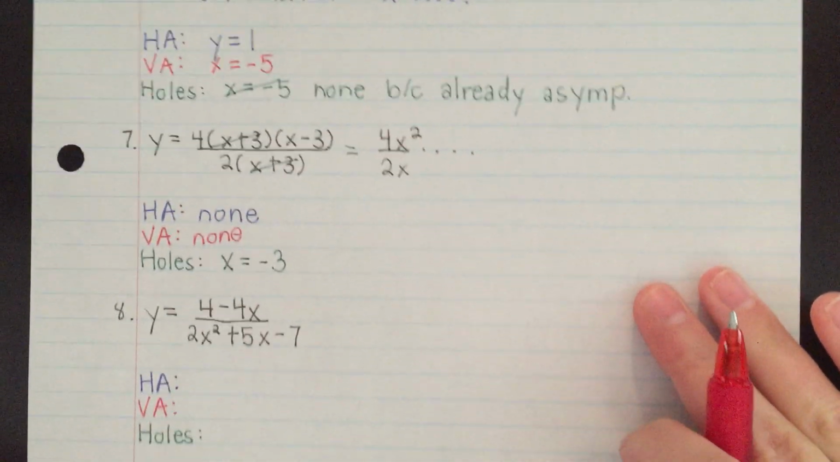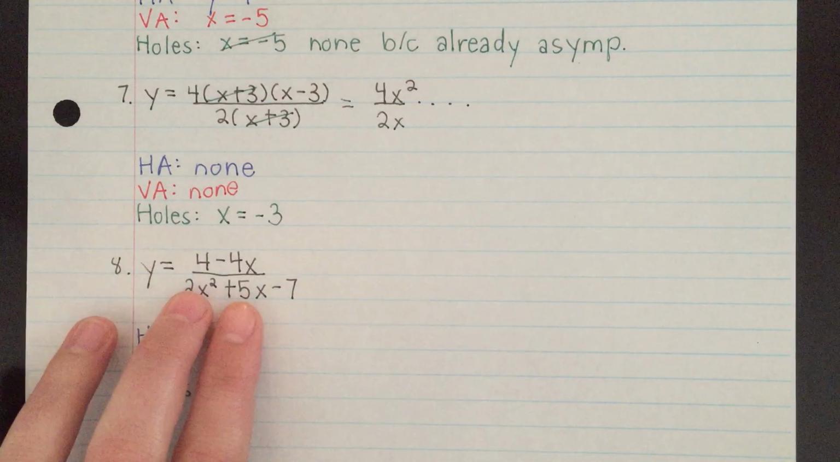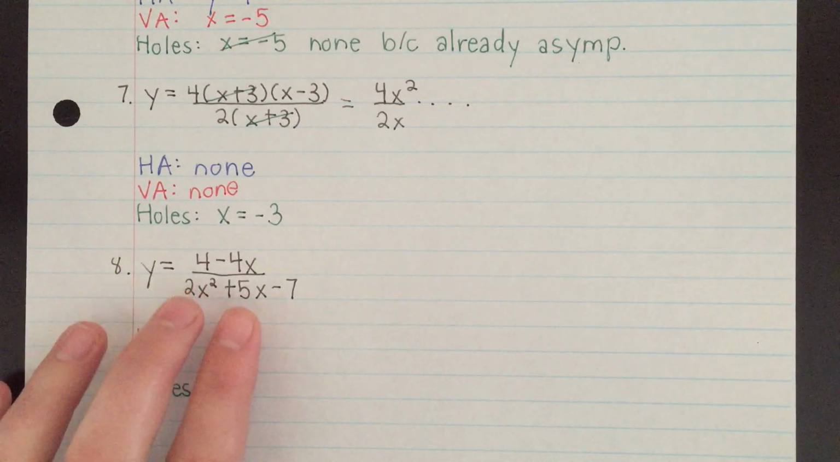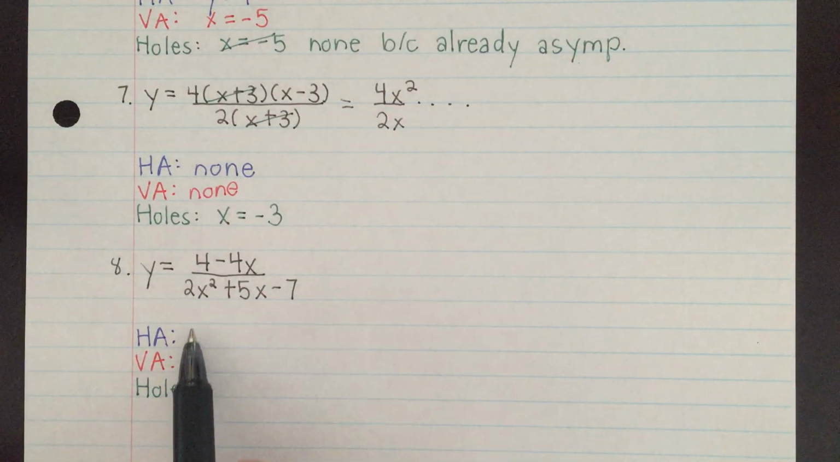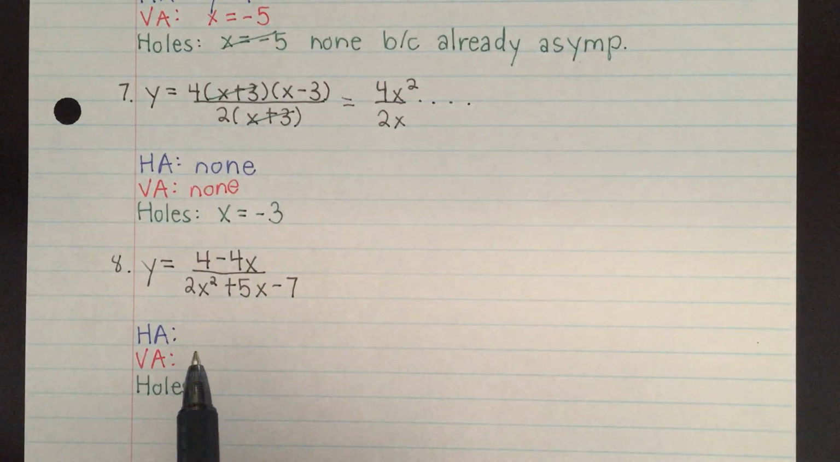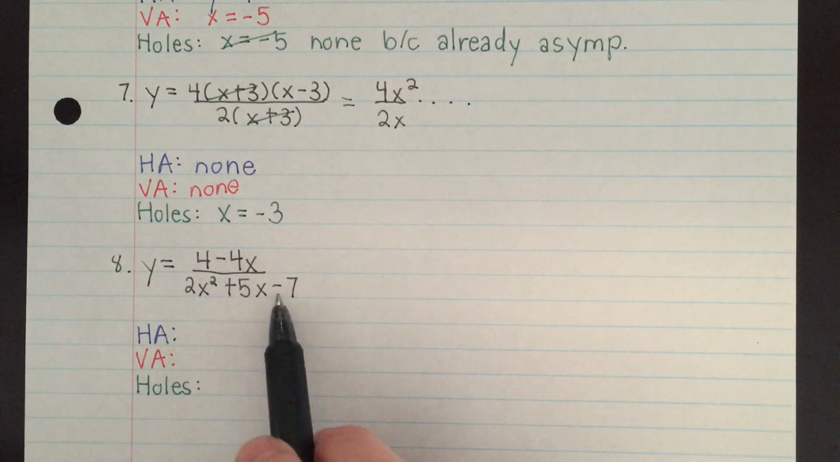All right, so on this one, I kind of want you to try it on your own. What I hope that you'll notice is on top, it's not in standard form. So to find the horizontal asymptote, you're going to have to put it in standard form. And then to find vertical asymptotes and holes, you're going to have to factor.